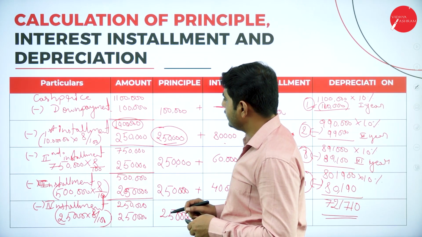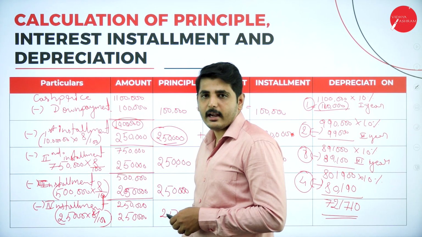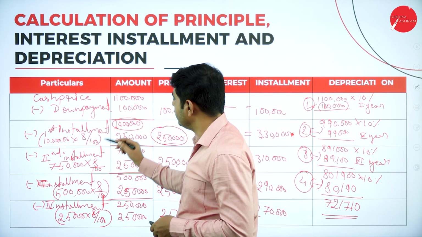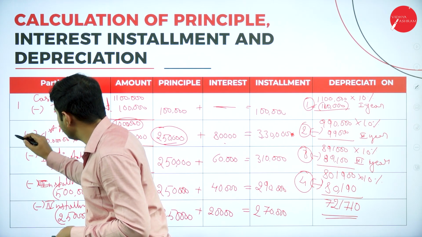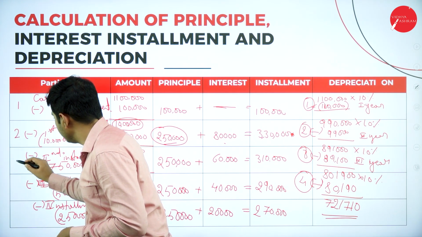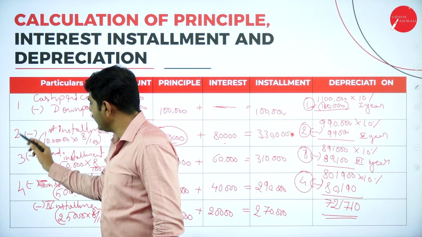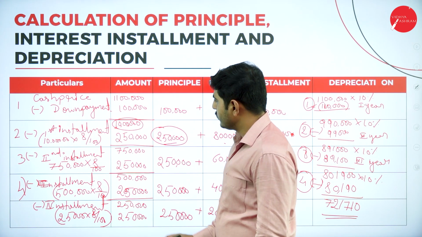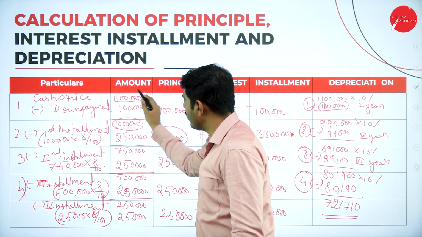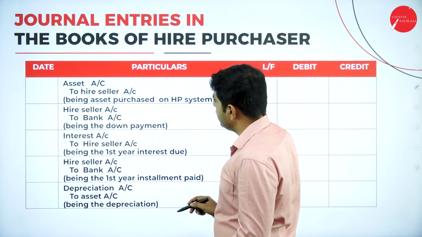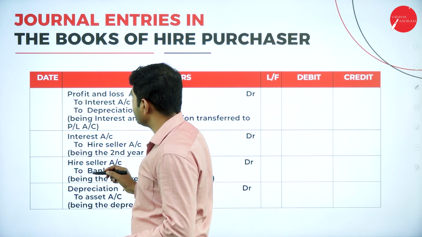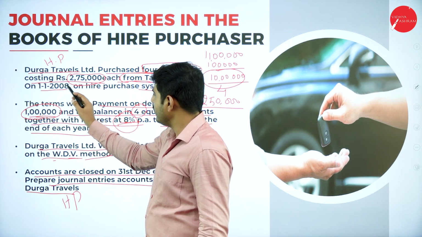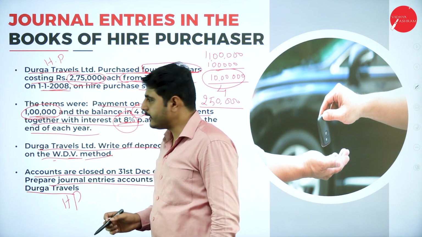Now see, on the basis of this table only we will calculate. What is the cash price we have paid? This is first year, second year, third year and fourth year. So the cash price, how much have we paid? 11 lakh rupees cash price we have paid. So for the journal entry, on what date have we purchased? Let's see the question. On 1/1/2008 we have purchased the asset.